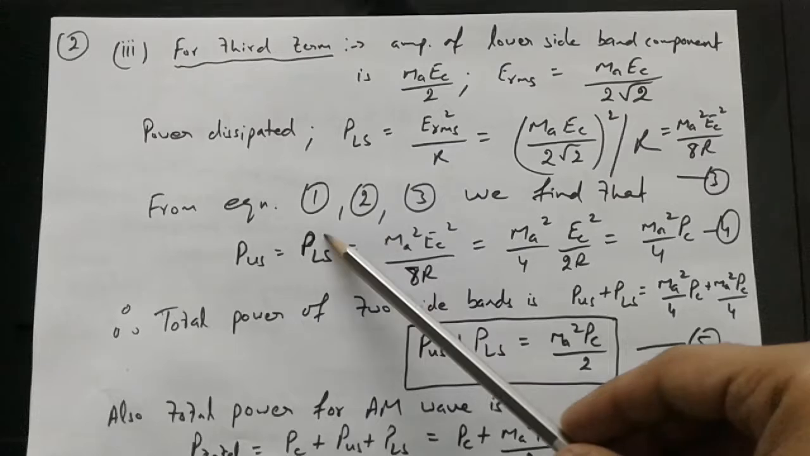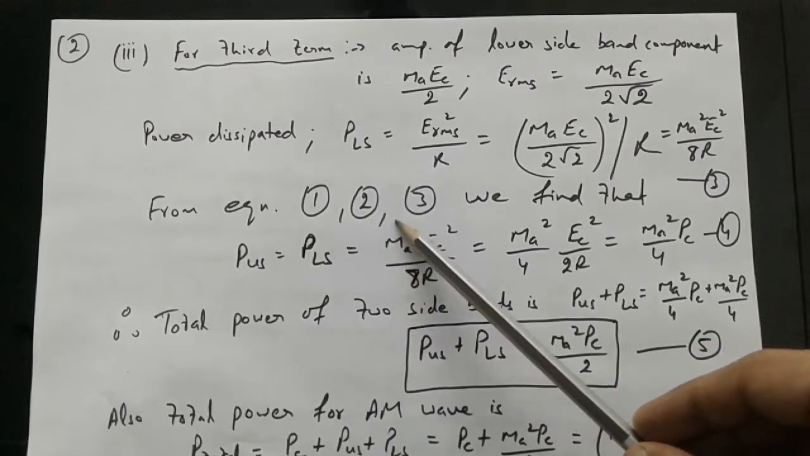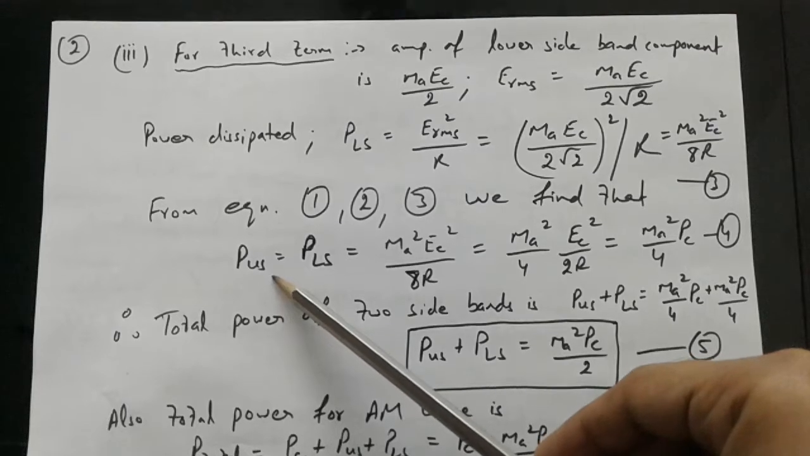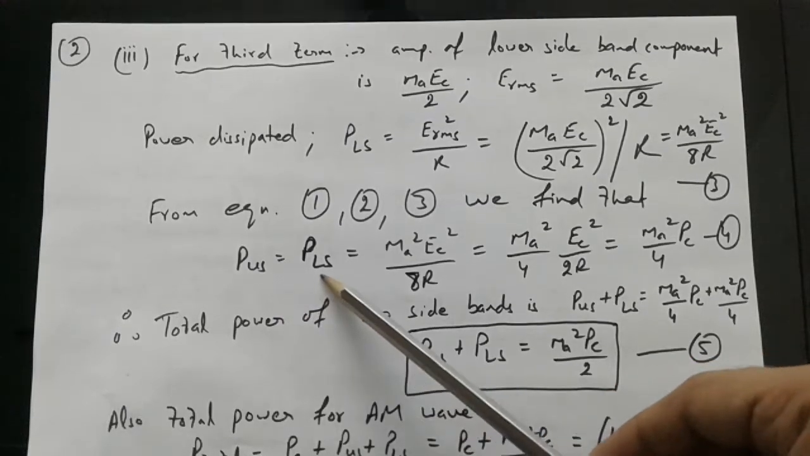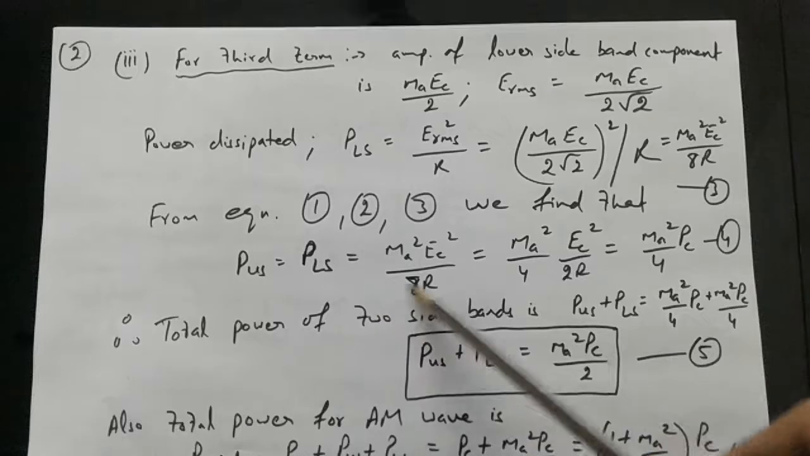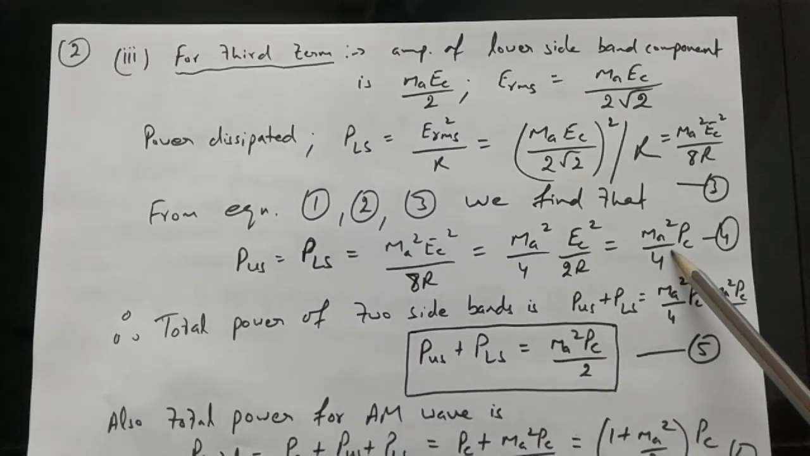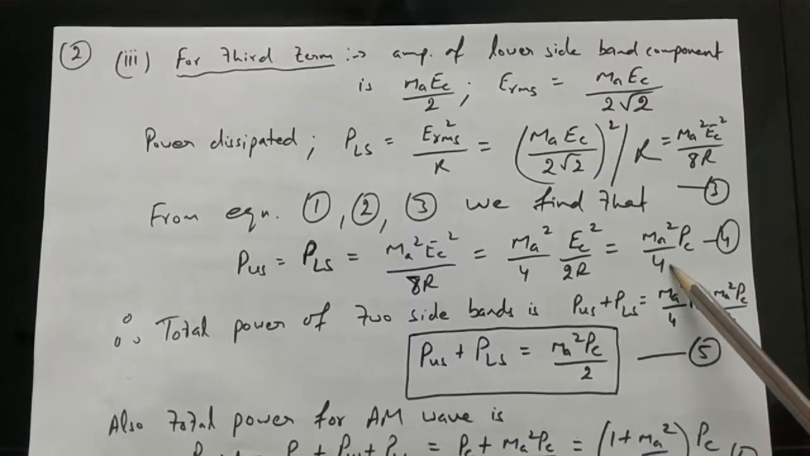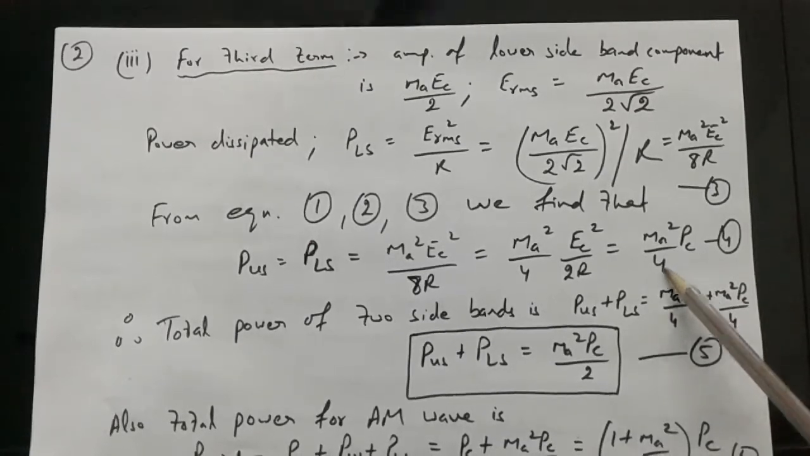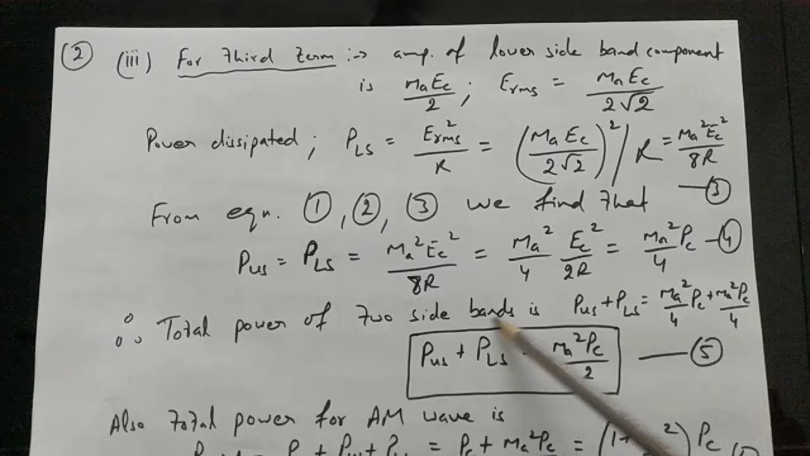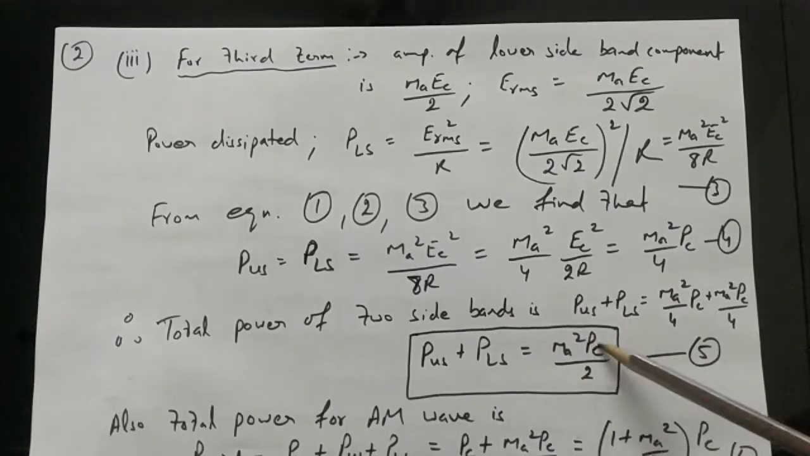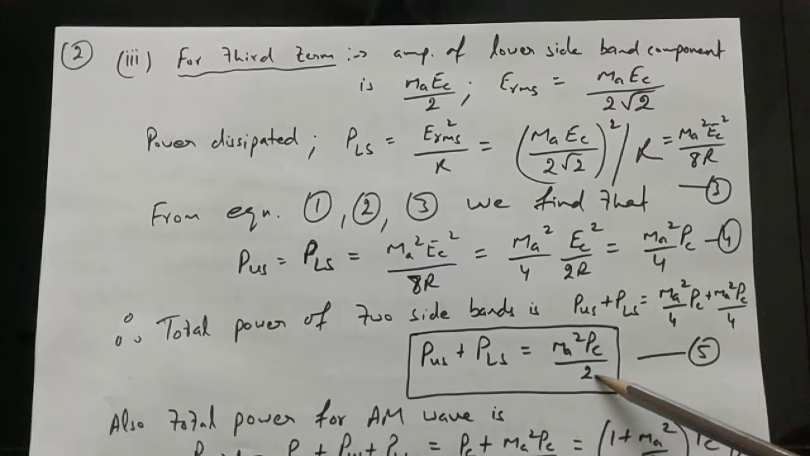Now using all the above equations 1, 2 and 3, we get the relation which shows that the power of the upper sideband and the lower sideband is the same, and both are equal to MA square times the power of the carrier wave over 4. And also the total power of these two sidebands becomes equal to MA square PC by 2.